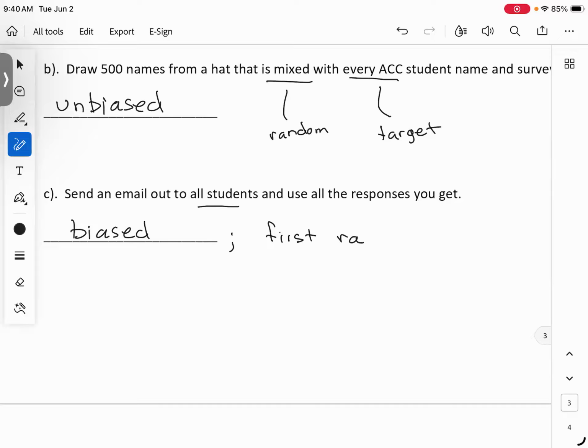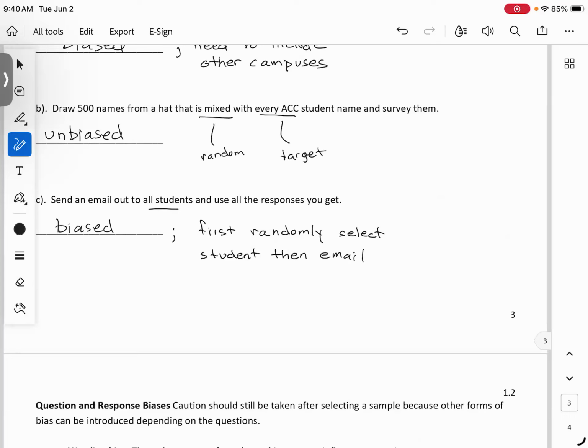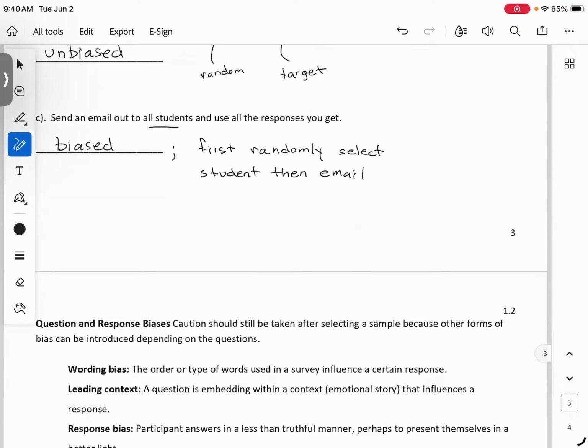first randomly select and then email them. So you're trying to interject the idea that we first need to get that randomness. That way we get a good mixture of students from different programs, different degrees, some students who work, don't work, students who have families, students who don't, students who are taking a full course load, students who are not.